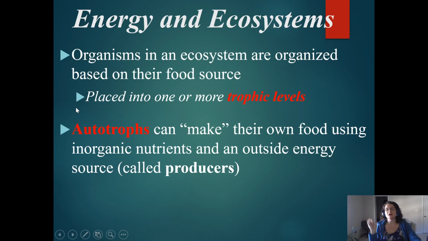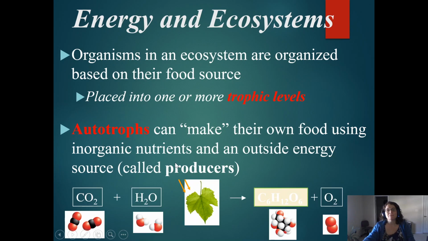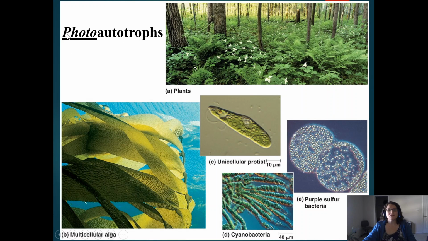At the bottom is autotrophs. Autotrophs, auto means self, troph means eat. Basically, they can make their own food, okay? Using inorganic nutrients and outside energy, they're also known as producers, okay? Others are known as consumers. So they can take CO2, H2O, and sun energy to build complex molecules and oxygen. The oxygen is a byproduct and not the goal, okay? These are known as photoautotrophs.